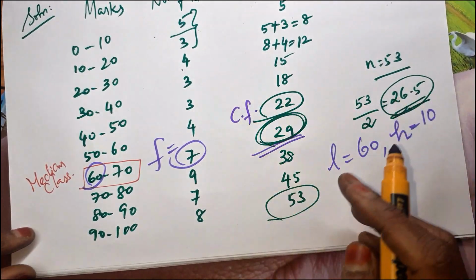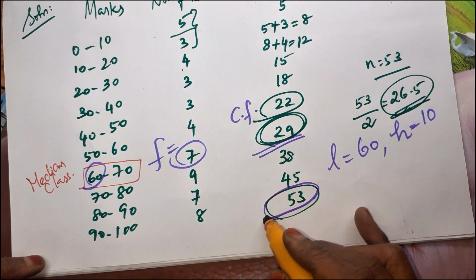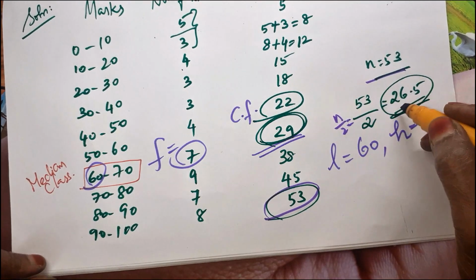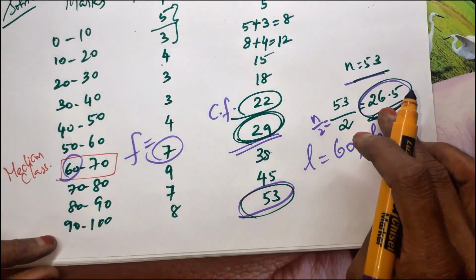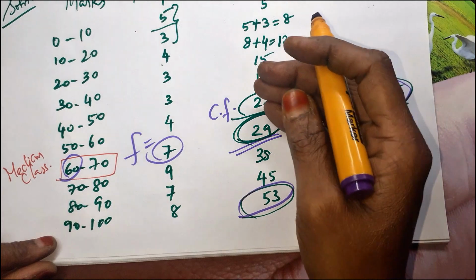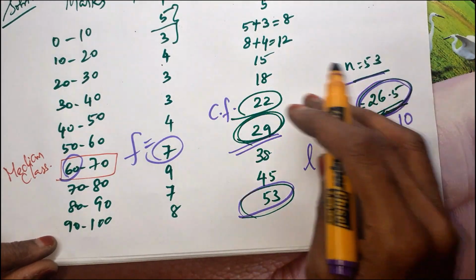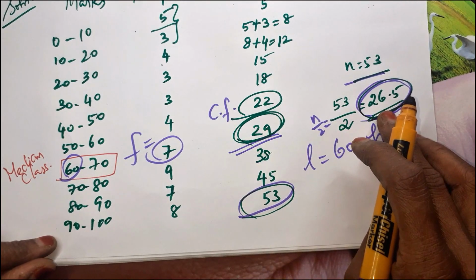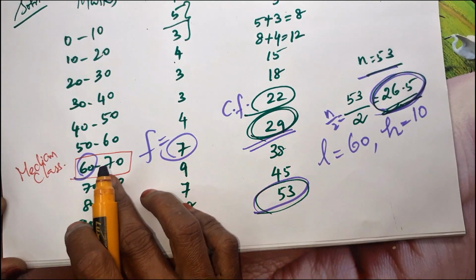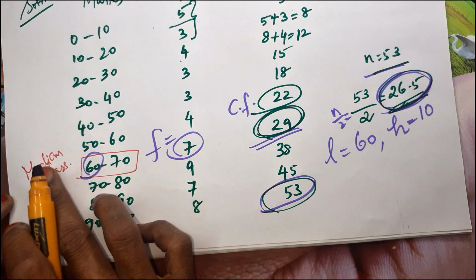I repeat, we have to calculate the cumulative frequencies. What is the last value we are getting? That is n. N by 2 we have to calculate. N by 2 is 26.5. If 26.5 exactly cannot be located, we take the next highest value. The next highest value is 29, which corresponds to the class 60 to 70. So 60 to 70 is the median class.